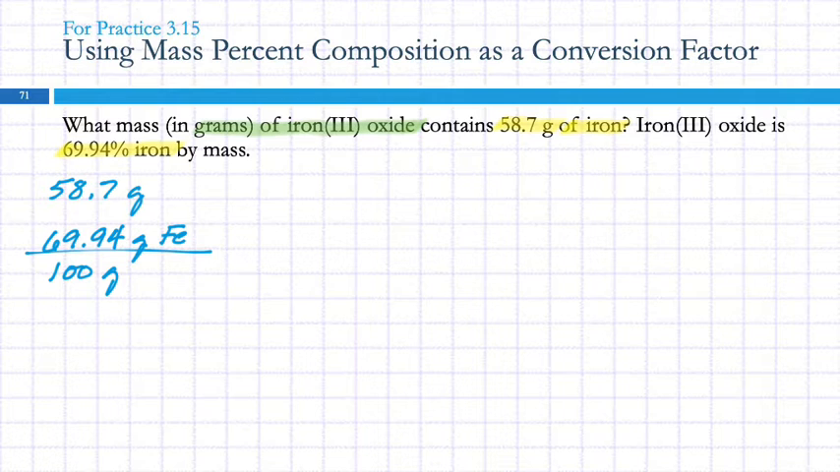Now, writing out iron 3 oxide is kind of long, so I'm going to write its chemical formula. And this 58.7 grams is grams of what? Of iron. So this is a problem where we have masses of 2 different things, and so we can't just use grams, we need to specify mass of what. So then I'm trying to find grams of iron 3 oxide.